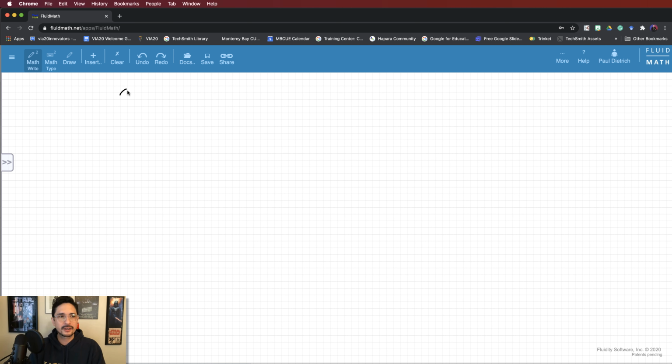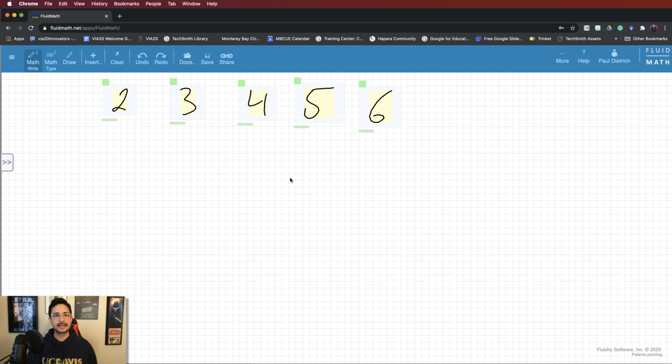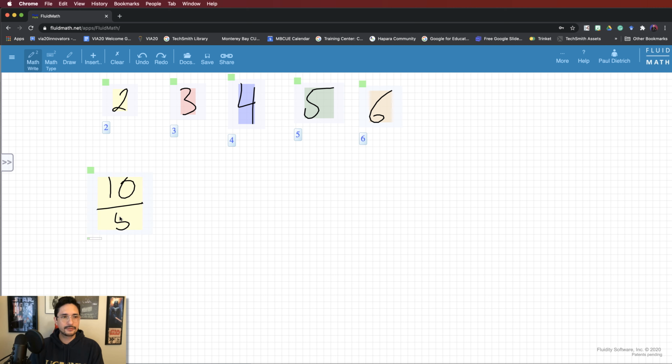If I write down a couple of numbers here, let's say 2, 3, 4, 5, 6, I'm noticing that with Fluid Math I have to make sure that I write clearly, because for example this number 4 looks like an L to Fluid Math, so I need to erase it. Let's draw a better 4. Okay, if you notice, they actually have different colors. So if I did 10 divided by 5, let's see if we can recognize that one. Oh, I have to draw this a little bit better. 10 divided by 5. I notice it kind of does that.